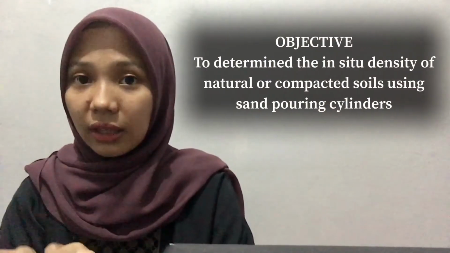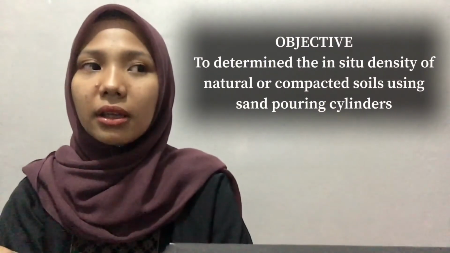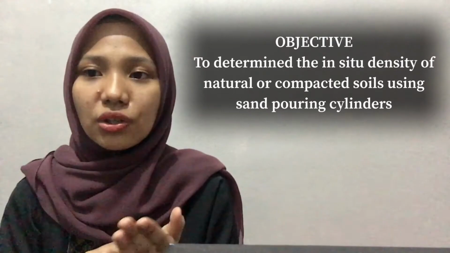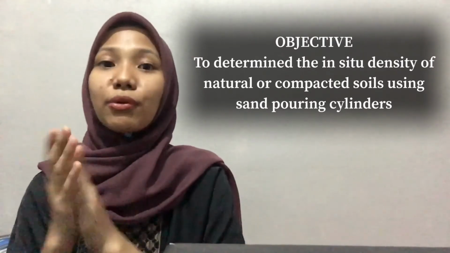The sand replacement method covers the determination of in situ density of natural or compacted fine and medium grain soil for which a sand pouring cylinder is used in conjunction with replacement sand. It is suggested that this method be applied to layers of soil not exceeding 150 millimeters in thickness. The objective of this experiment is to determine the in situ density of natural or compacted soil using a sand pouring cylinder.